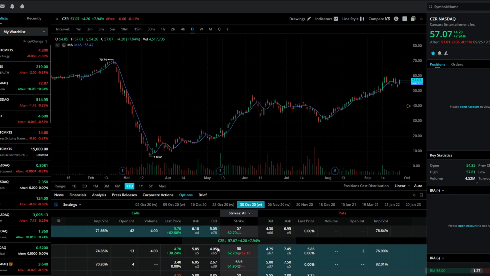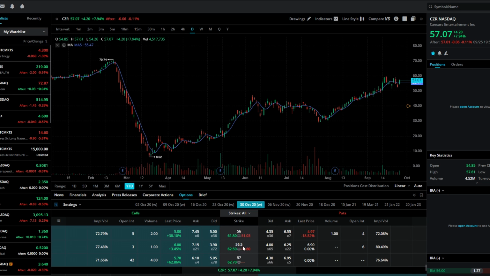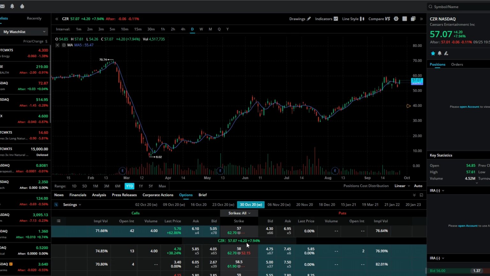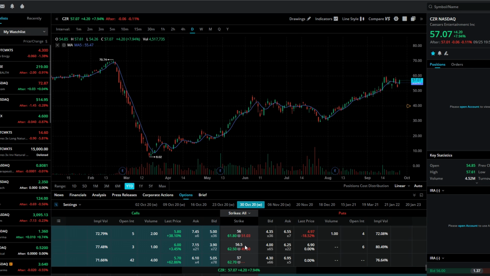So if we look at the $58 calls, 58 is your strike price, so the price you need the stock to reach for your option to go in the money. As you can tell by these highlighted areas here, these are the calls that are in the money. And what that means is that the current price is higher in the case of a call, or lower in the case of a put, than the strike price. That means that these options have some value.